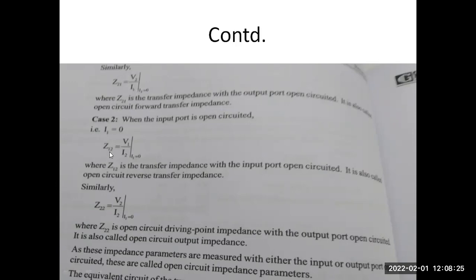Similarly, to calculate Z12, I1 equal to 0. Same equation, and from that you can calculate Z12 equal to V1 by I2. So Z12 is the transfer impedance with the input port open circuited, I1 equal to 0, and it is called the open circuit reverse transfer impedance. Why is it reverse? Because the input is I2 and your output is V1, so you are going from 2 to 1. That's why it is reverse transfer impedance. So these are the 4 network parameters under the Z parameters.